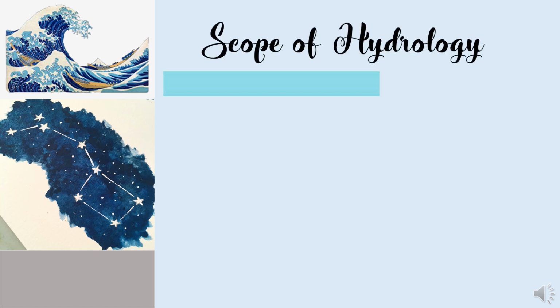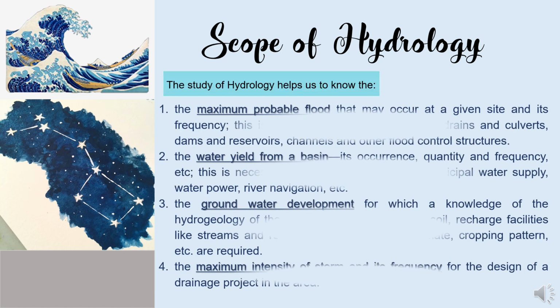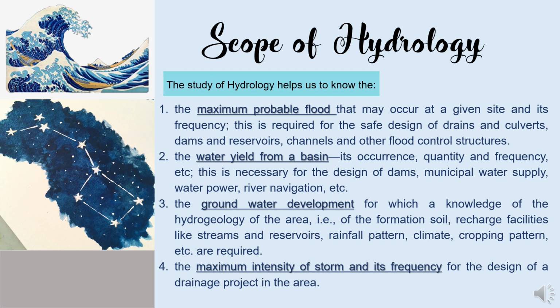When we talk about scope, we are defining the extent of the area, or sa madaling sabi, yung nasasakupan ng subject na hydrology. Ano-ano nga ba ito? The study of hydrology helps us to know the maximum probable flood that may occur at a given site and its frequency. This is required for the safe design of drains and culverts, dams and reservoirs, channels, and other flood control structures.